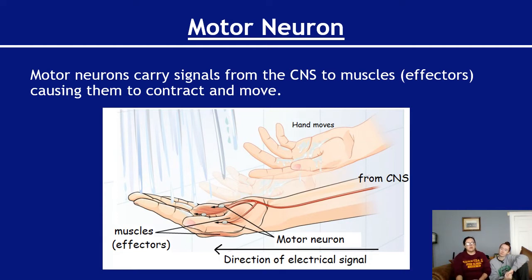So in the example here, a signal is coming down from the central nervous system into the muscles in the hand, and then that causes the hand to move away, because that signal from the central nervous system is saying move all the way down that motor neuron. When it hits, the muscle contracts and moves out of the way.